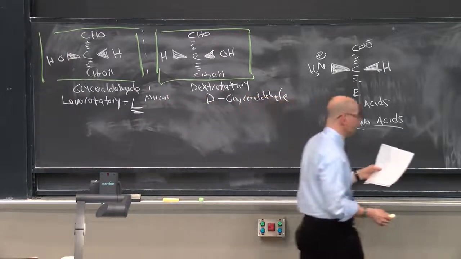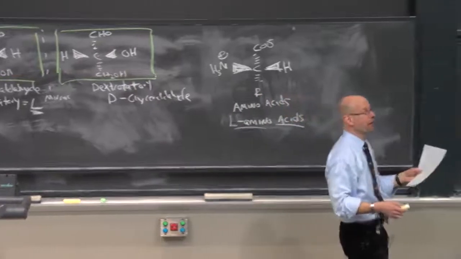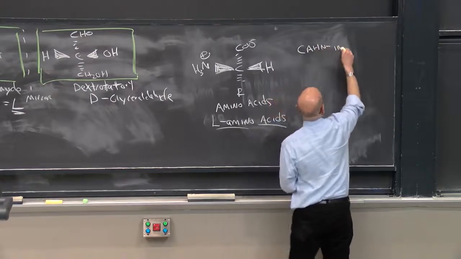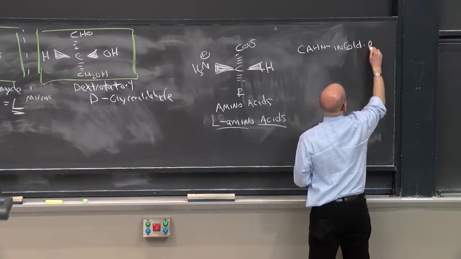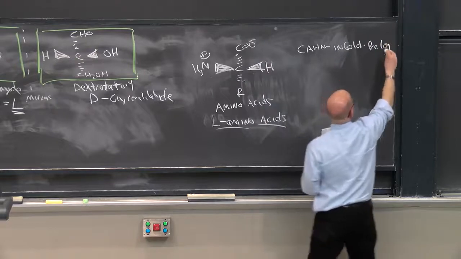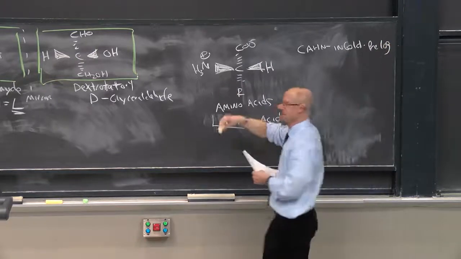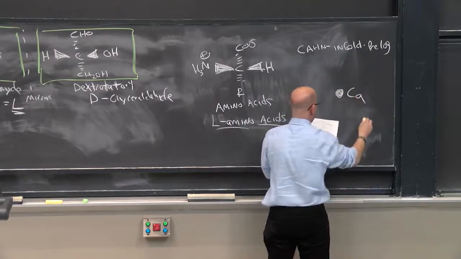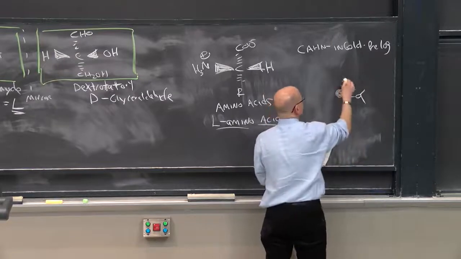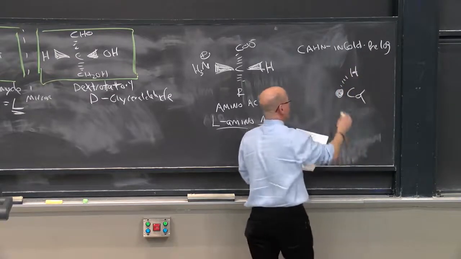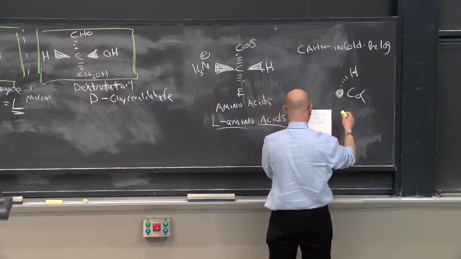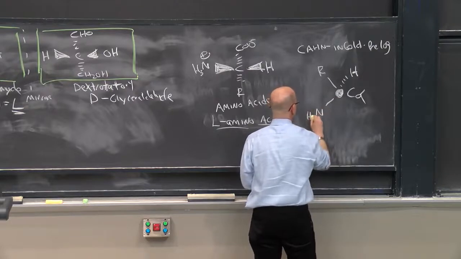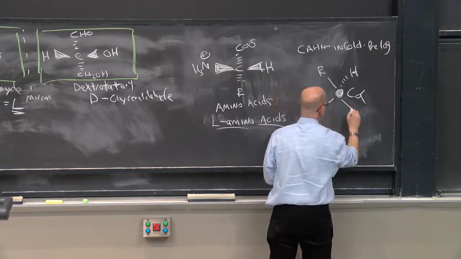Now, what about absolute configuration, which is the question you asked me about R and S? As you may remember, Cahn, Ingold, and Prelog, great chemists, decided that there was enough of this L and D stuff that didn't make any sense, so let's come up with an absolute configuration. If we put our alpha carbon here, the way you do this is you put your smallest substituent in the back, and then you have a steering wheel of the other substituents. You have your R group sitting here, your amino group here, and your carboxyl group here.